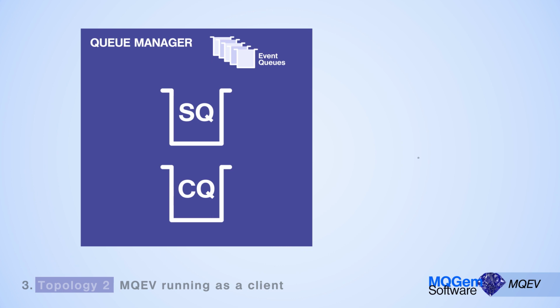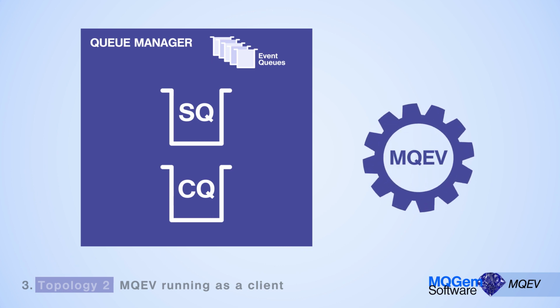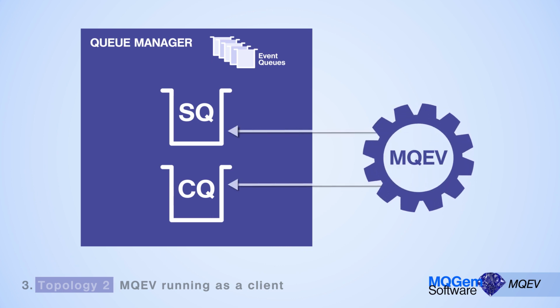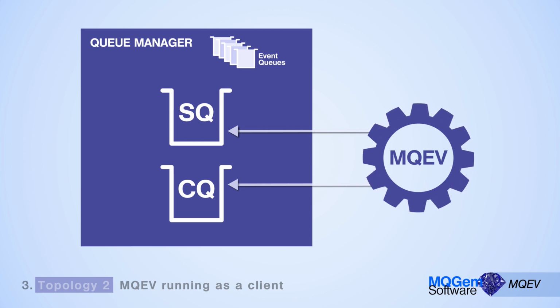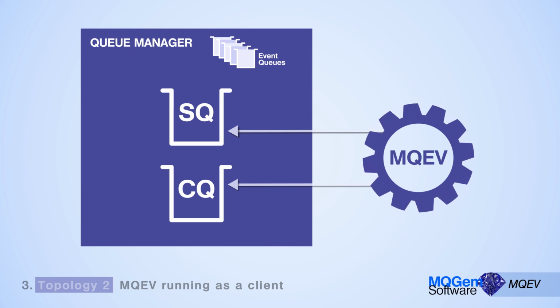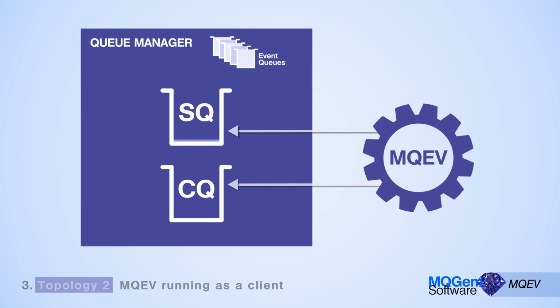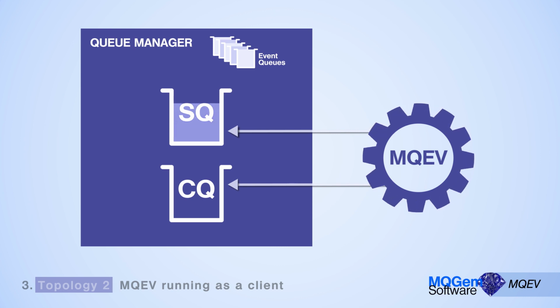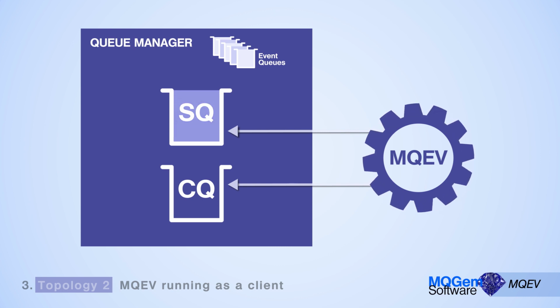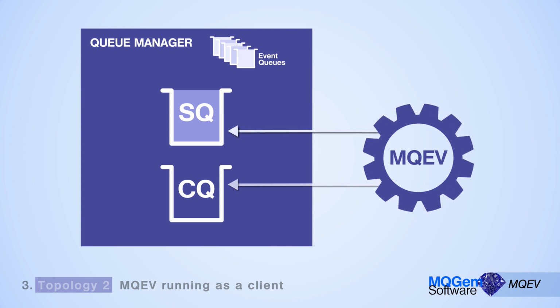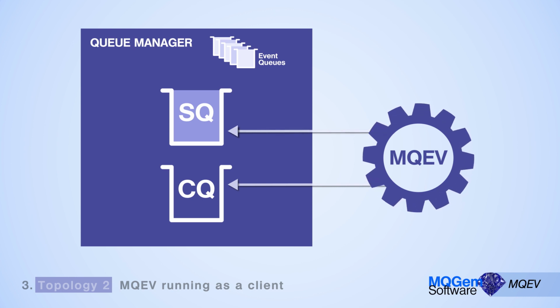Another approach is to run MQEV on a different machine and use a client connection to access both of its queues. Although this works, it is not recommended, because over time the state queue could contain a fair amount of data, and you do not wish this data to have to be fetched across a client link each time MQEV starts.